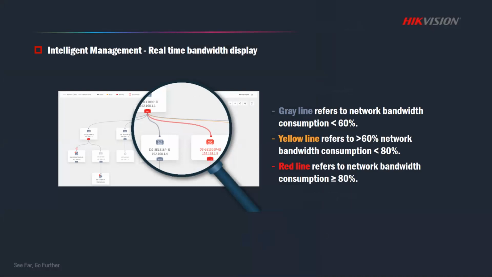If you see the grey line between devices, that basically means the bandwidth consumption is below 60% of the maximum bandwidth. So in the network, that's pretty healthy. If it's going up to between 60 and 80%, you can get a pre-alarm on that based on the health monitoring.